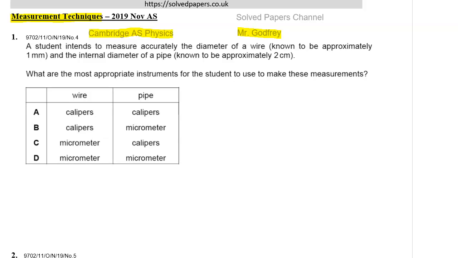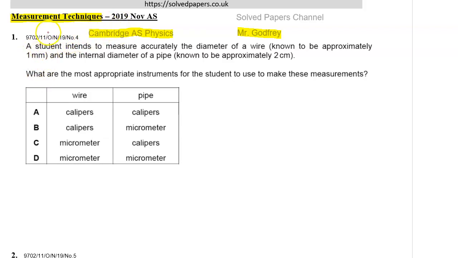Our topic today is measurement techniques. Of course, this will always help you know from which paper the question we are dealing with was set. This was paper 1, paper 1-1. This was question number 4, October-November 2019.